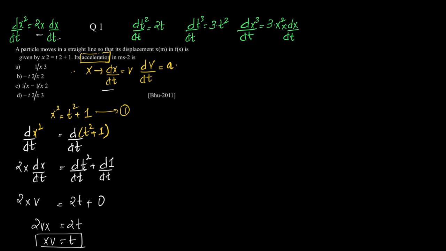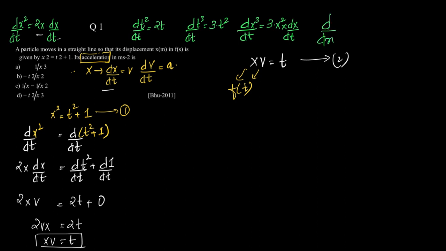From which we can write that xv is equal to t. Let me mark this as equation number 2. Now here you need to understand that both x and v are functions of t, which means we have two functions here. How do you differentiate that?